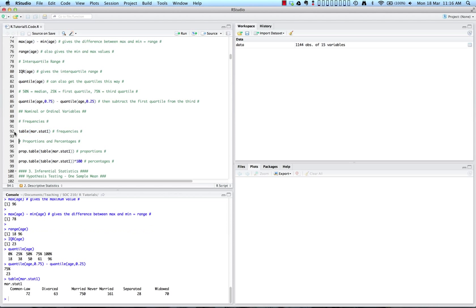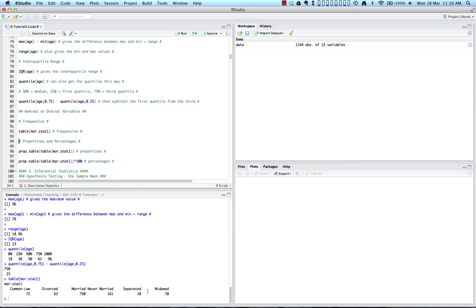So we do table marital stat 1. We see the different frequencies across the different types of marital statuses. So 72 people were in common law relationships, 63 were divorced, 750 were married, 161 were never married, 28 were separated, and 70 were widowed in the 2010 Alberta survey.